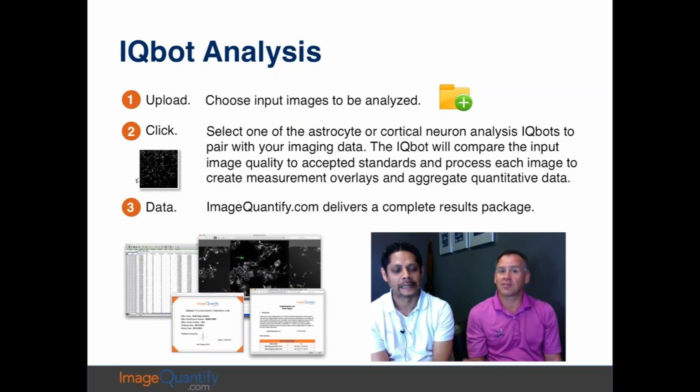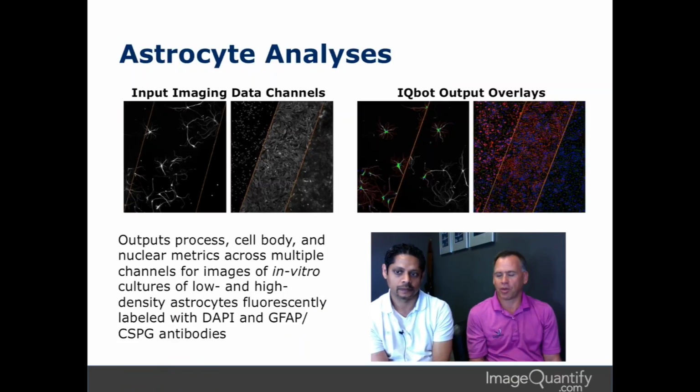So let's start maybe with the astrocyte analysis, take a look at a couple of those images and talk about what kind of output metrics we get from that. Right, so there are two flavors for this particular assay. We have a low density and a high density. The low density is on the left here, and they're pretty well spread out. The common marker again is the GFAP.